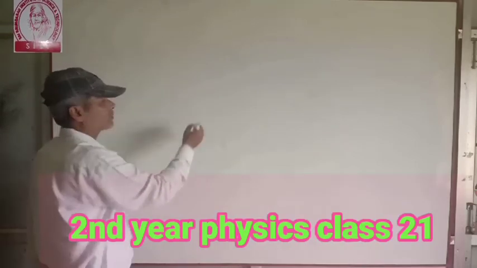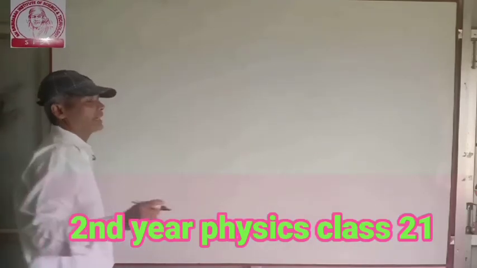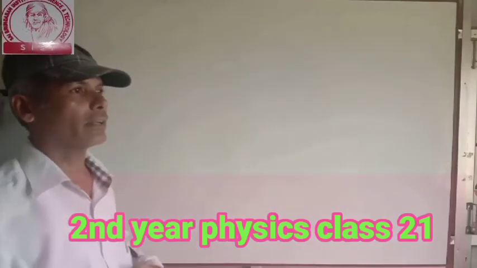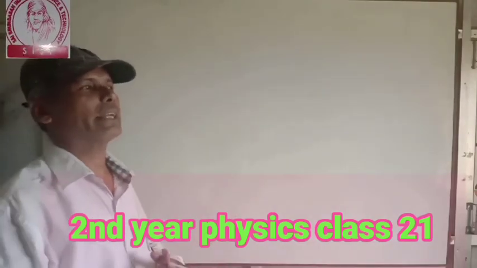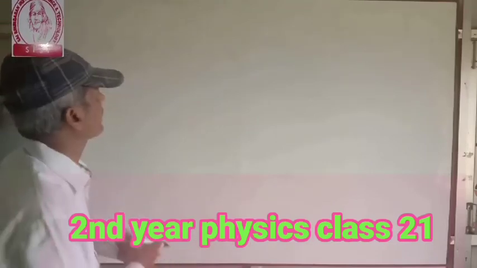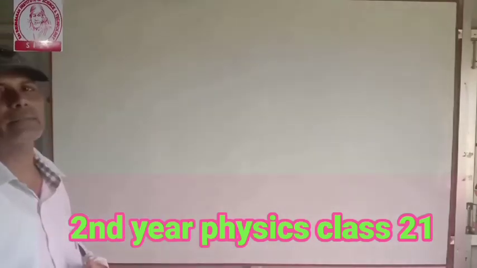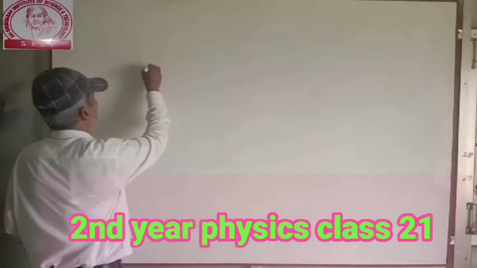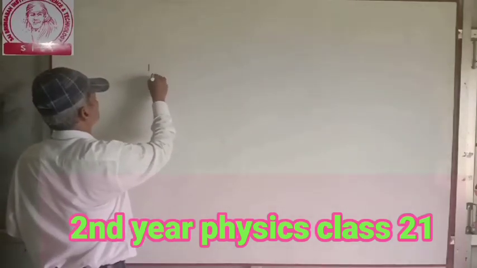In last class, we have studied relative refractive index and absolute refractive index, the relation between relative refractive index and absolute refractive index, 1 mu 2.